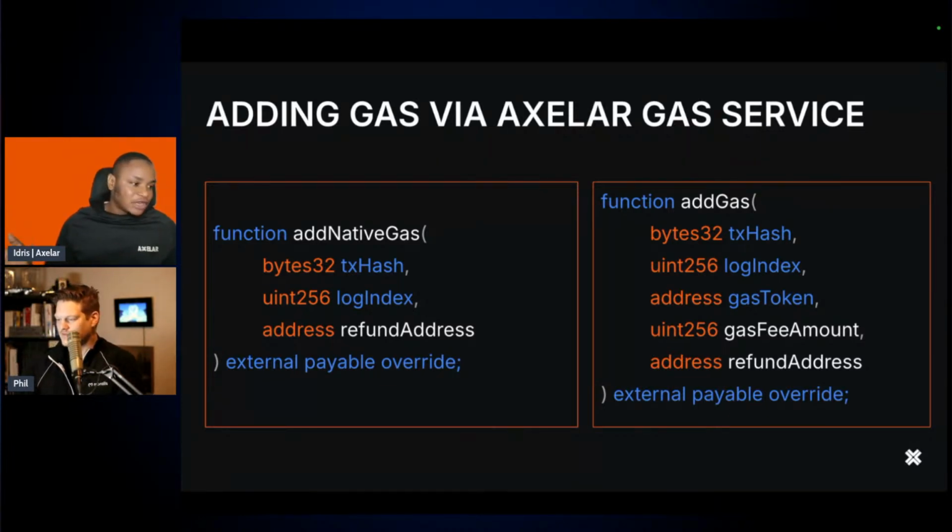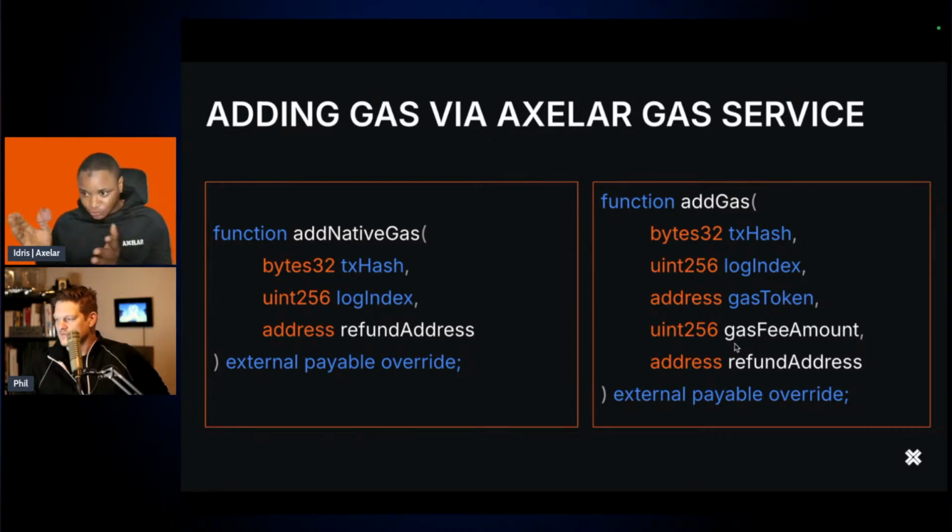And then we also have the other one, which is called add gas. The difference here is that you can specify the gas token, which is different from just adding native gas, right? Gas token, gas fee amount. So these are the two functions available. If you check our documentation, you will find every other detail that you need to know about these two functions and which one you think you need at every stage of your implementation within your decentralized application.